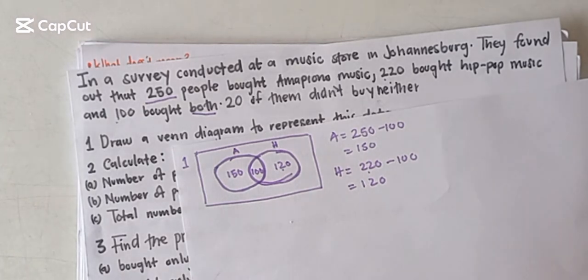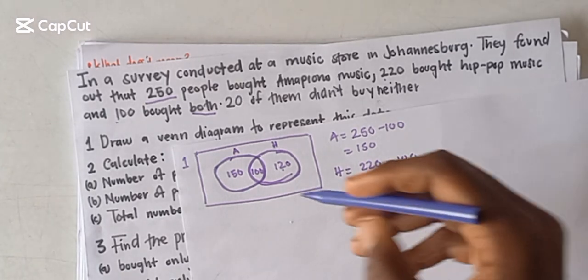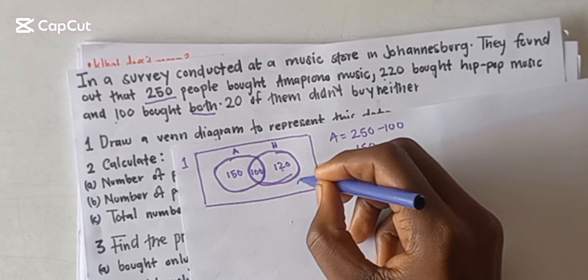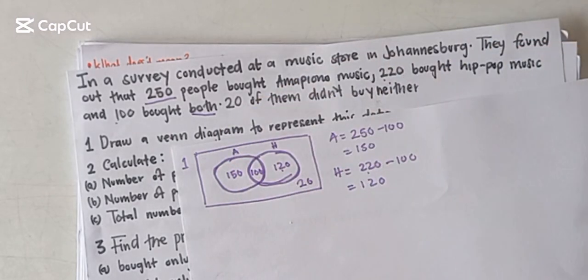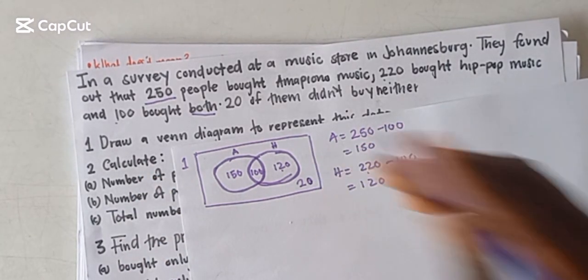We put it outside the circle, but inside the rectangle. So we're going to put that 20 here. You can put it here if you want, as long as it is outside the circle. So this is our Venn diagram for this. Hopefully we're going to get 3 marks. Yes. So this is 20, actually not 26 now.